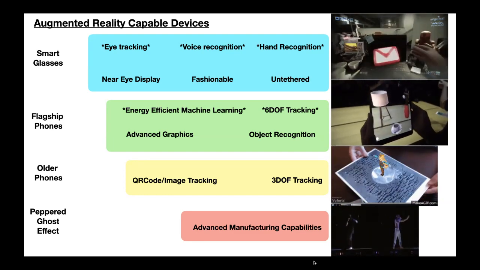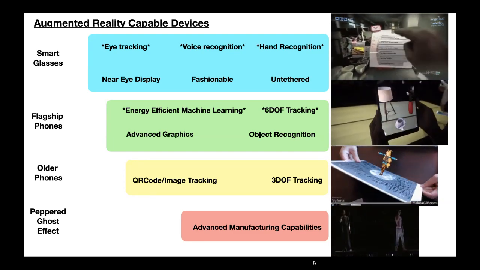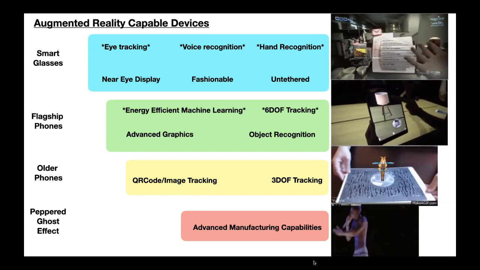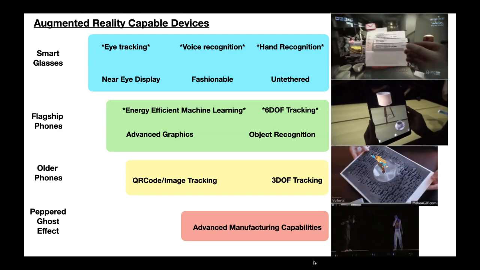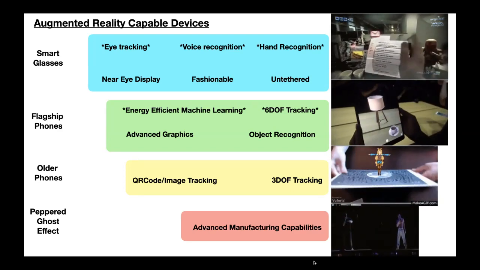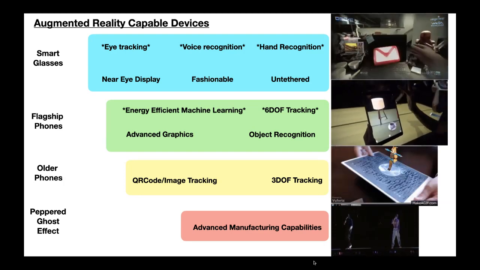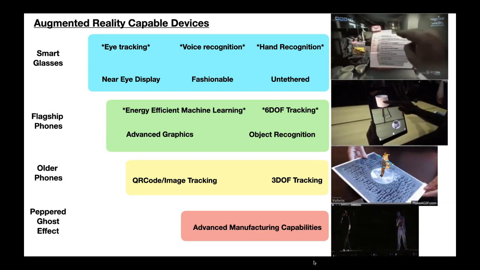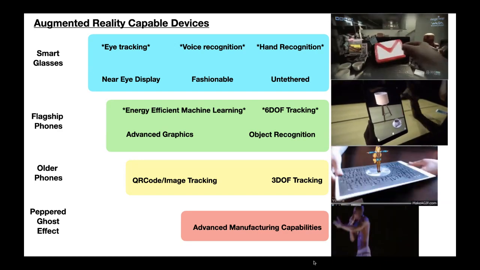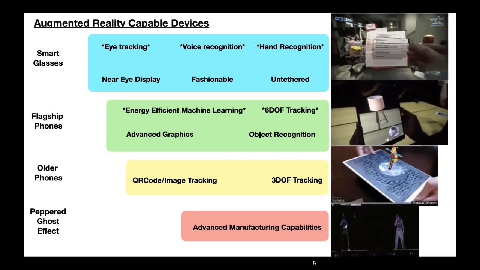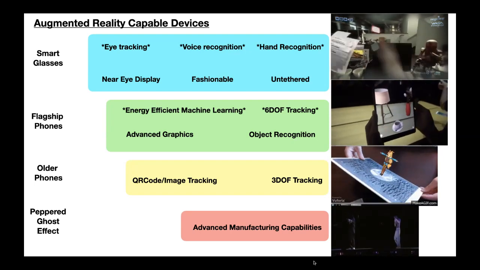From there, we have our older phones. So this is anything from maybe 2009 and later, which is just basically something that could do QR code tracking, something that could do 3 degrees of freedom. So that rotation that you're seeing there with that picture beside the yellow, that is just that basic 3 degrees of freedom. We don't have the ability to fully move around that model. We can just rotate it.